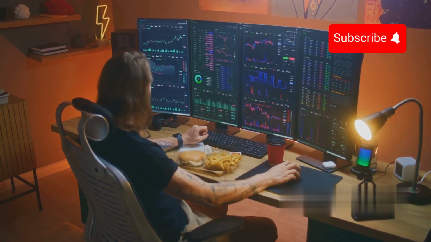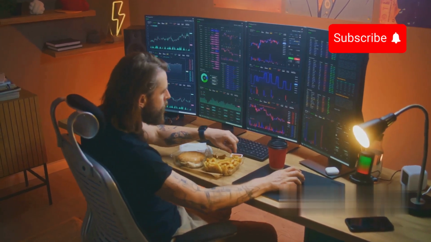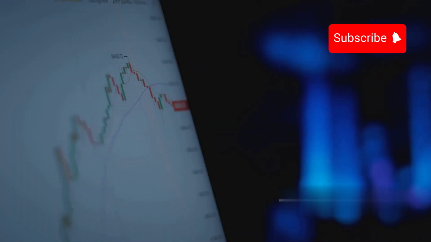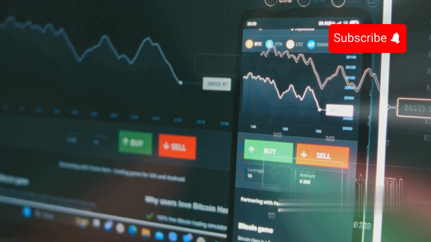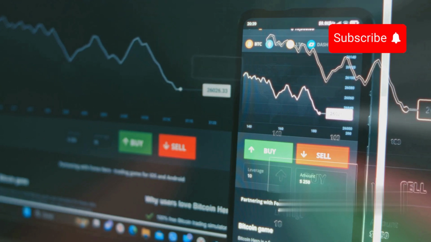The key takeaway here is that you don't need to win every trade to be profitable. What matters is the ratio of your gains to your losses. By consistently applying a favorable risk-reward ratio, you can manage your losses and ensure that your wins keep you ahead.